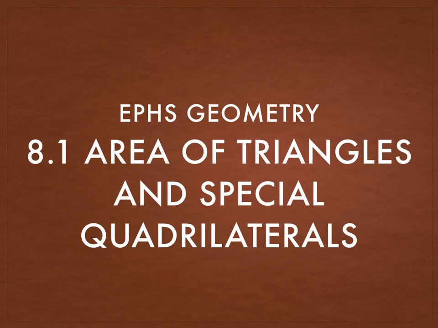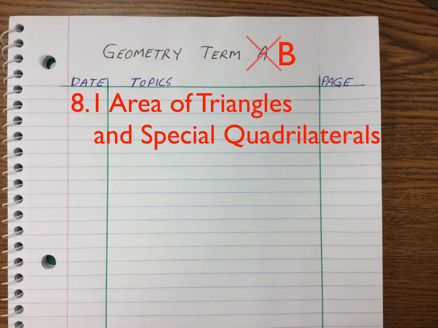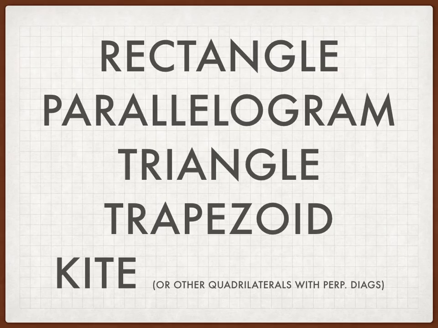Section 8.1 deals with the area of triangles and special quadrilaterals. You want to set this into your table of contents, and then we'll begin. We'll discuss the area of a rectangle, parallelogram, triangle, trapezoid, and kites, or other quadrilaterals with perpendicular diagonals.